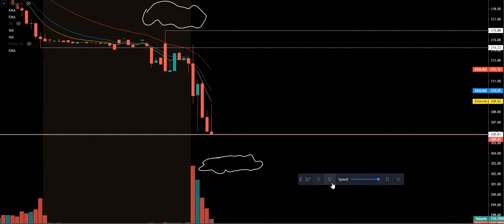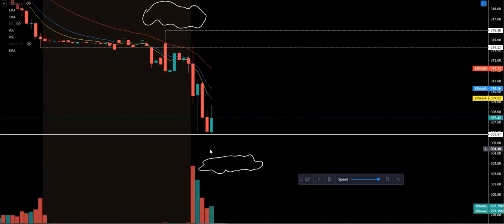So now we see a flush right to support. Now we're seeing that volume follow through. Now I'm really curious to see what our actual low is. I'm going to look at my other screen. So our low of this candlestick is 305.81. So to the penny, we found support.